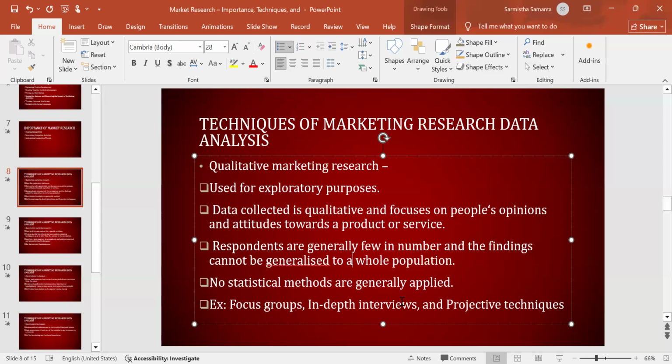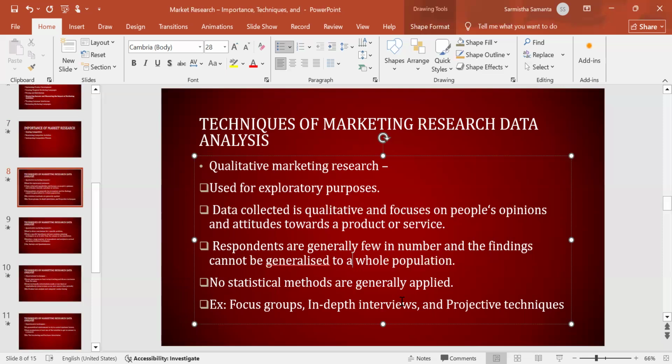In-depth interview is one-to-one. You specifically call one person and ask him a detailed questionnaire. That is an in-depth interview, and it can last for hours, and it is totally a subjective situation.